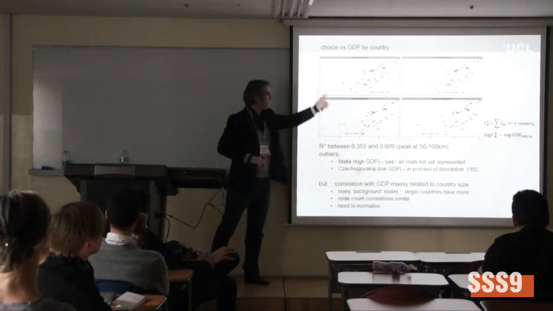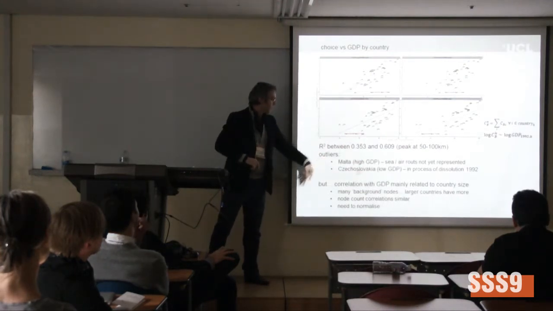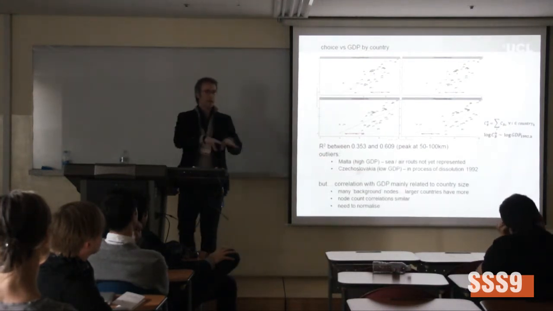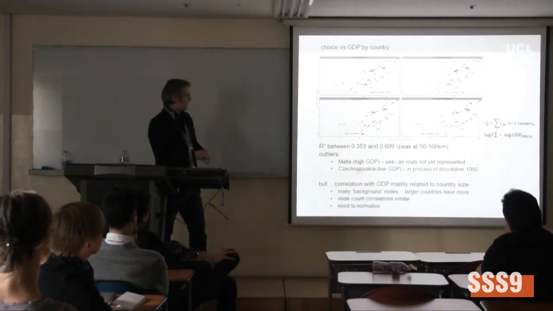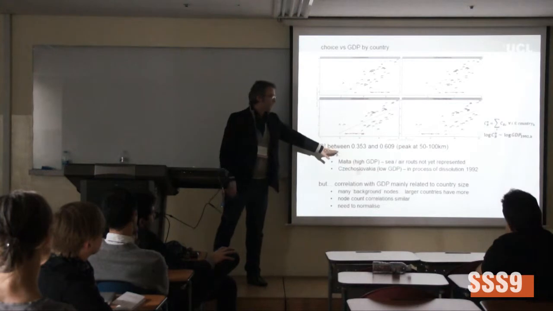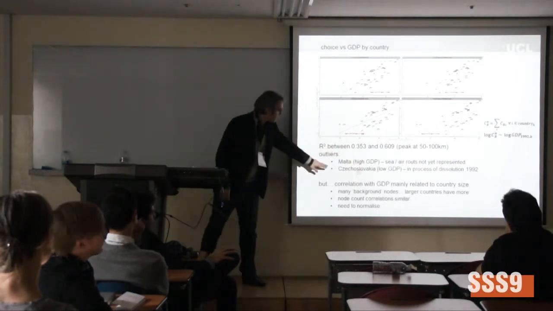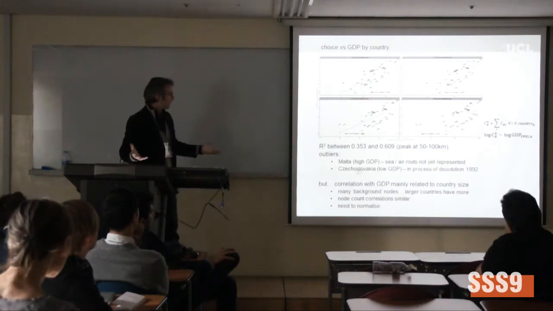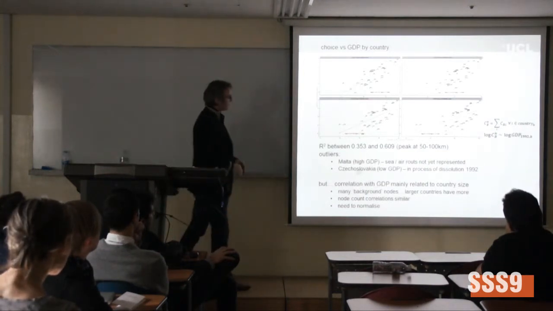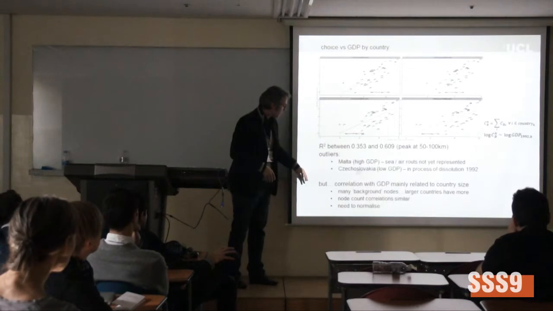We've not plotted them on these graphs, particularly because Malta is completely isolated, with a very, very small set of roads in the middle of the sea. We don't yet have the sea and air routes, so it doesn't really make much sense to include Malta. Czechoslovakia also, the data is from 1992, when it was in the process of dissolution, so it's obviously going to be way below that line.